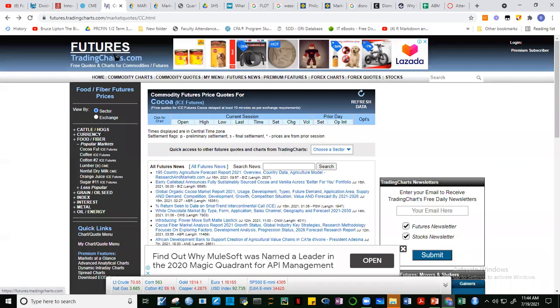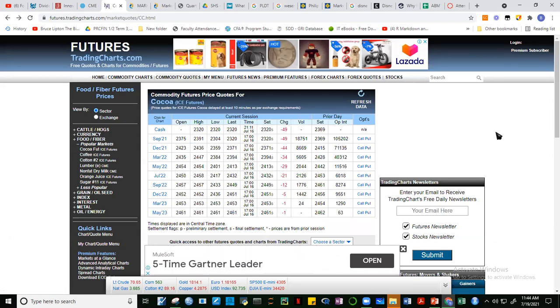Ito, another example, futures. These are futures. Ano yung futures guys? A place where buyers and sellers meet in order to buy assets in the future. For example, ito, cocoa, no? Cocoa, you can buy for September 21, December 21, March 22, May 22, July 22, okay, even up to May 2023, way into the future, no?